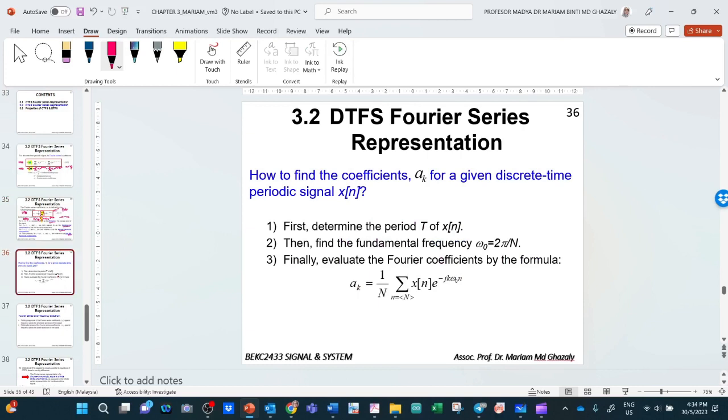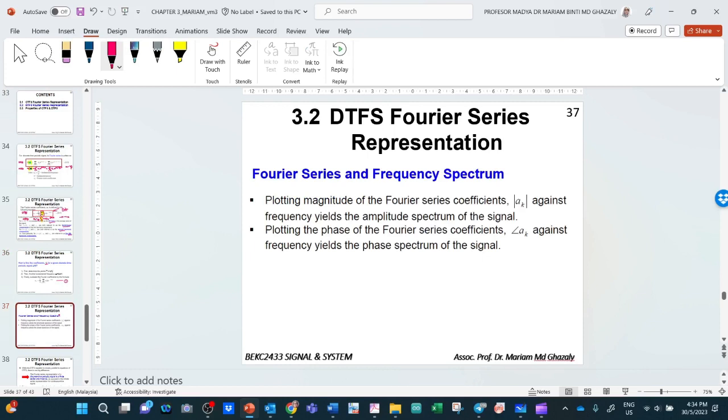What does it mean? So how do you actually find the coefficient? Similarly to what you have done in the continuous time: determine the period N, then find the fundamental frequency omega equal to 2 pi over N, and then finally evaluate the Fourier coefficient. So this will be the first equation that you need to remember for the discrete time Fourier series. After you calculate the ak value, you are going to plot the magnitude and also the phase value.